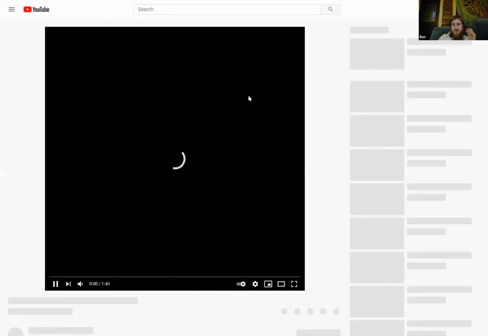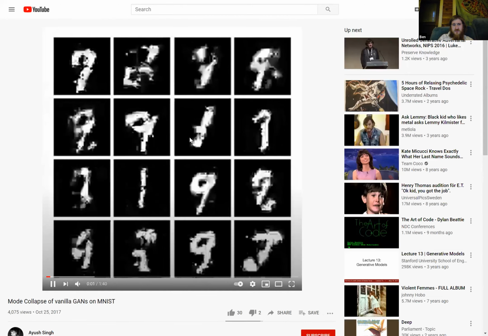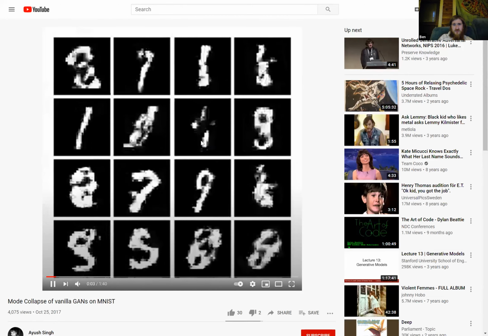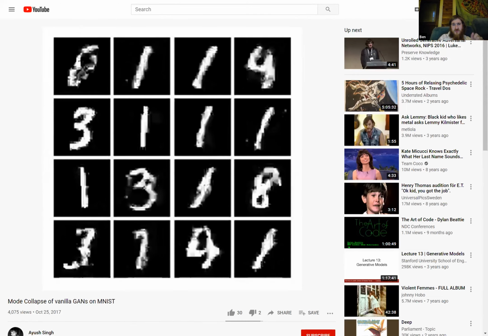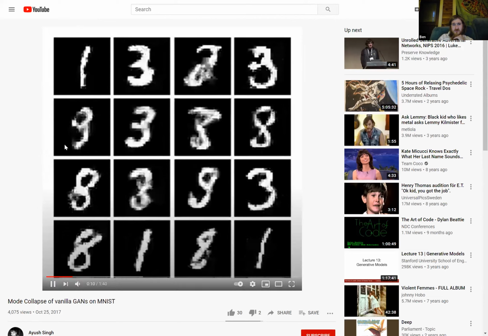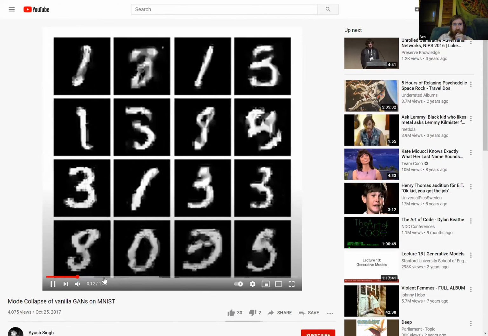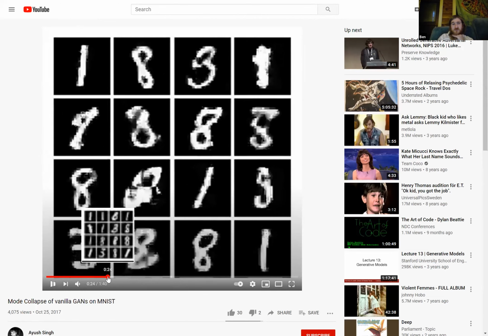When you're actually training your GAN, by the way, can you see these? Does the video work in the share screen, hopefully? Yeah, okay. Good. I opened a new tab, so I wasn't sure.